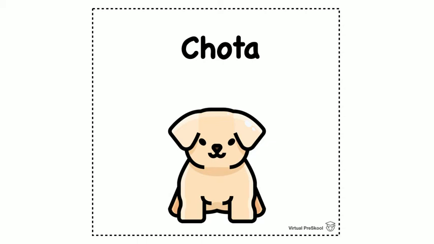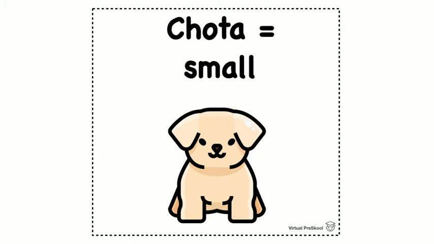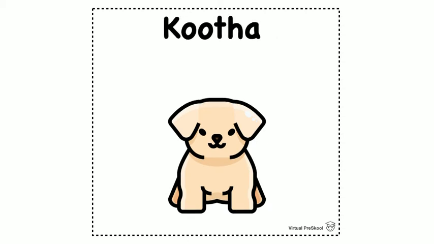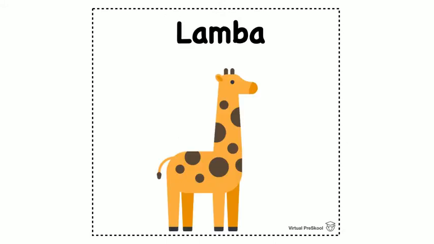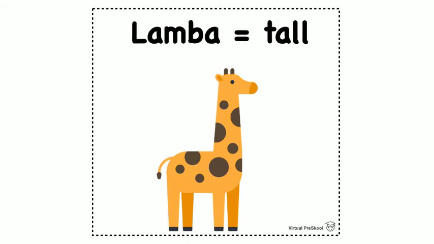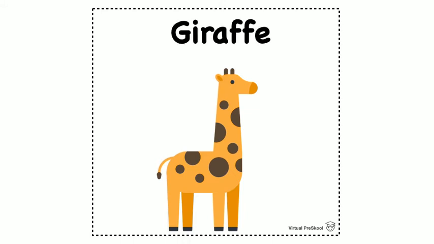Chota. Chota means small. So it's the opposite of bada, right? And this little puppy is small. And the way we say dog in Hindi is kutta. So we'll say kutta chota hai. Lamba. Lamba means tall. And so if we put this together in a sentence, the way we say giraffe in Hindi, we say giraffe. So giraffe lamba hai.